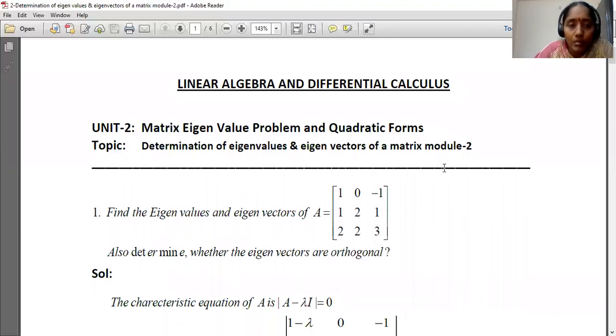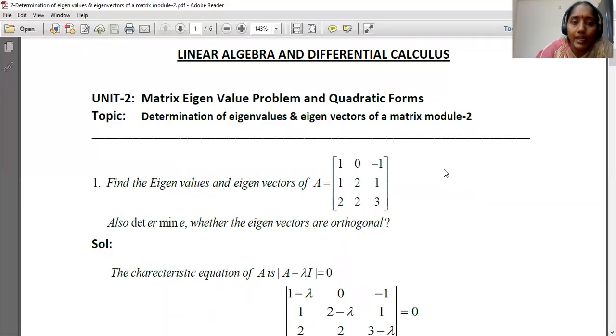So now we go to the problem. Find the eigenvalues and eigenvectors of the 3 by 3 matrix. Also determine whether the vectors are orthogonal or not.